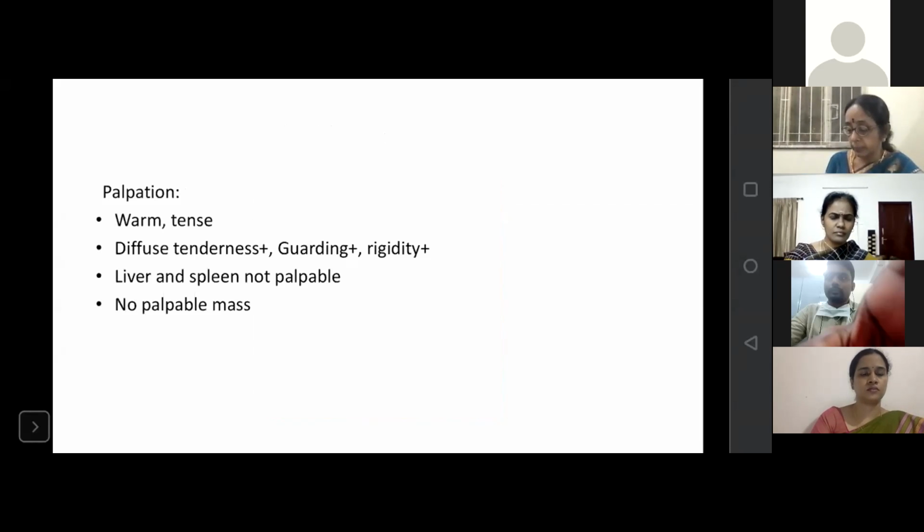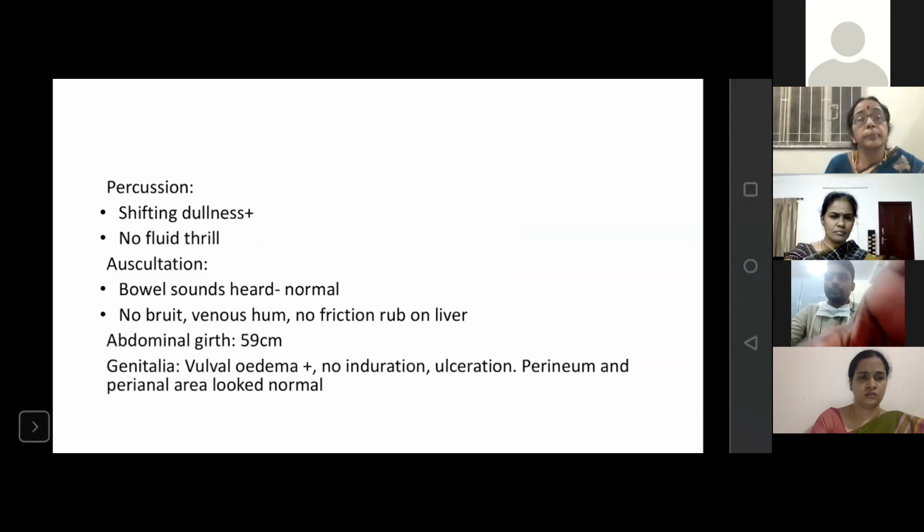On palpation, the abdomen was warm and tense. There was diffuse tenderness all over the abdomen. There was guarding and rigidity. Liver and spleen were not palpable, and no other mass was palpable over the abdomen. On percussion, there was shifting dullness, but there wasn't any fluid thrill.